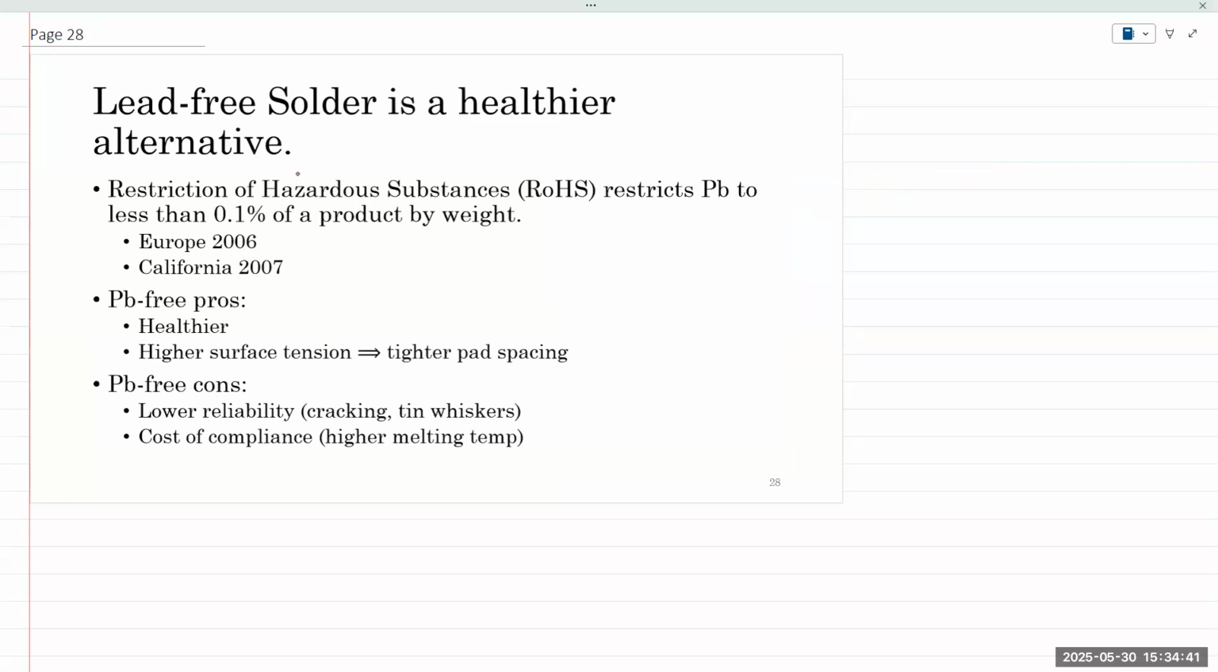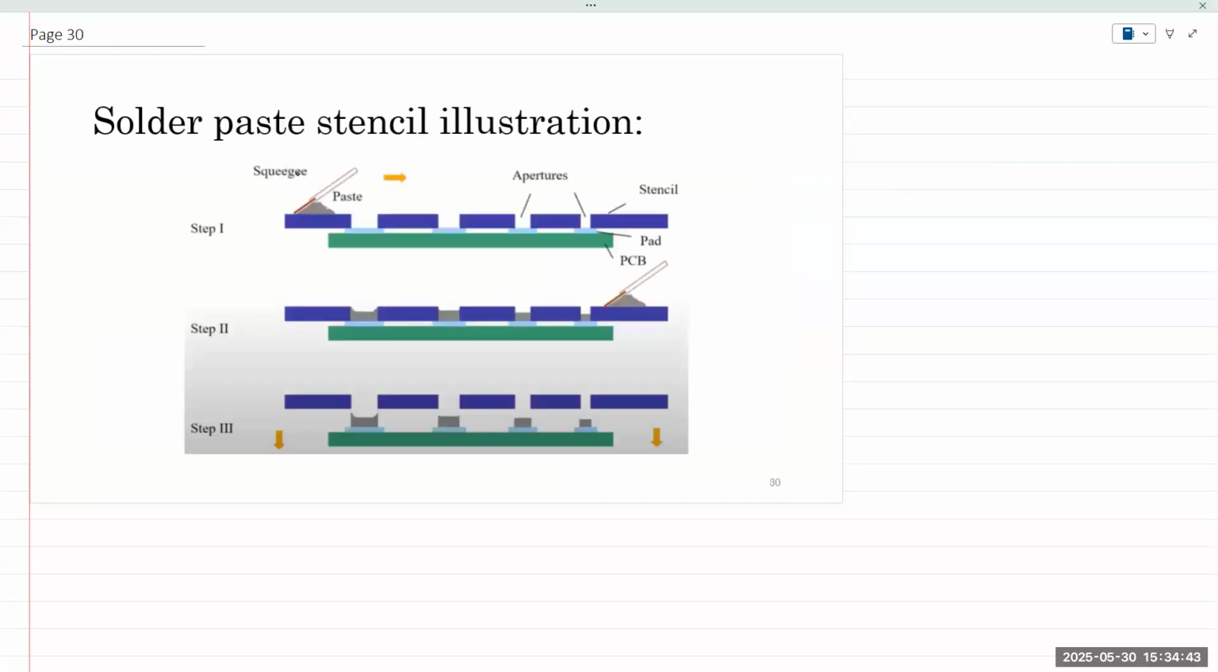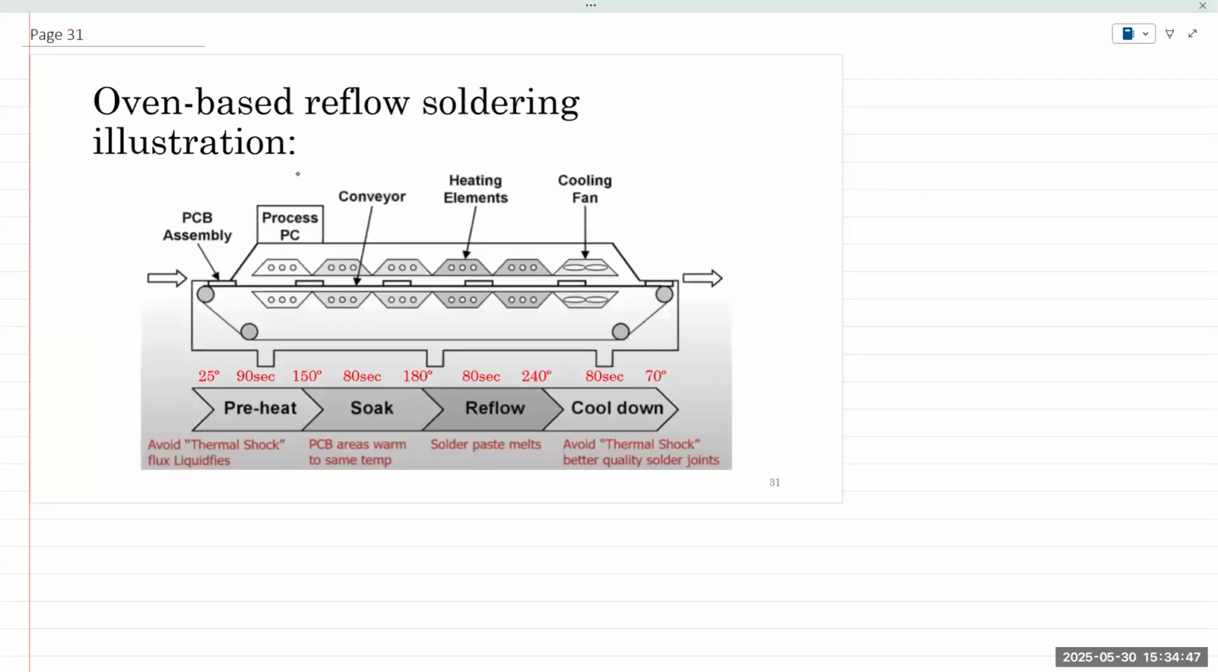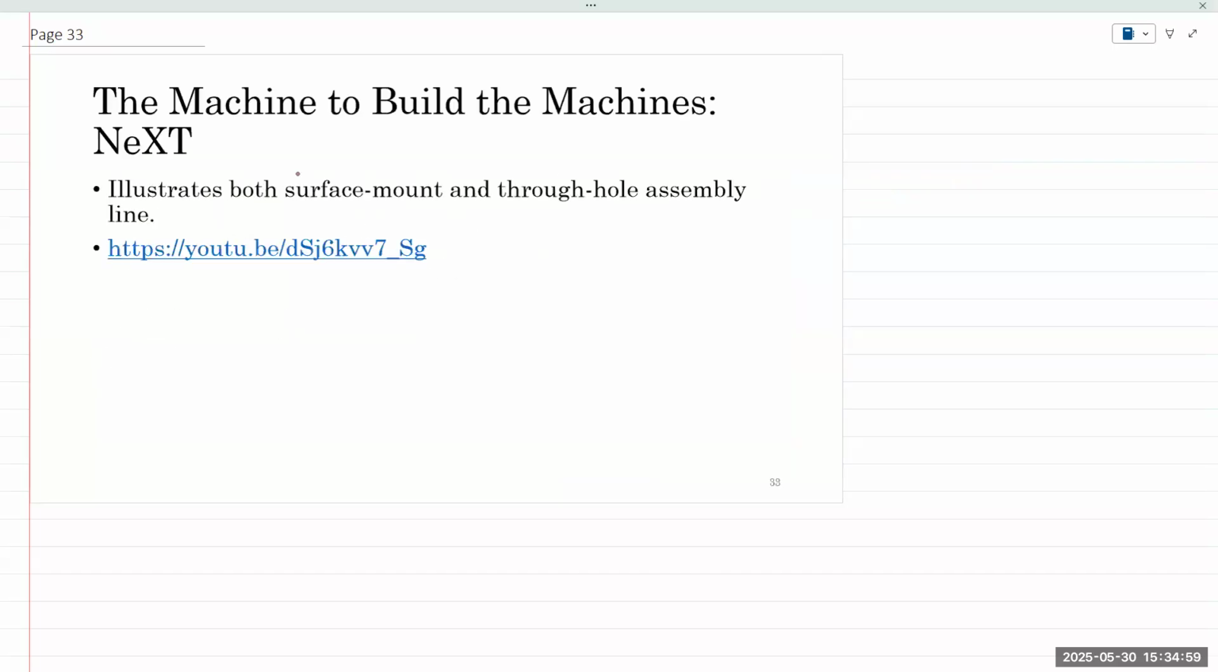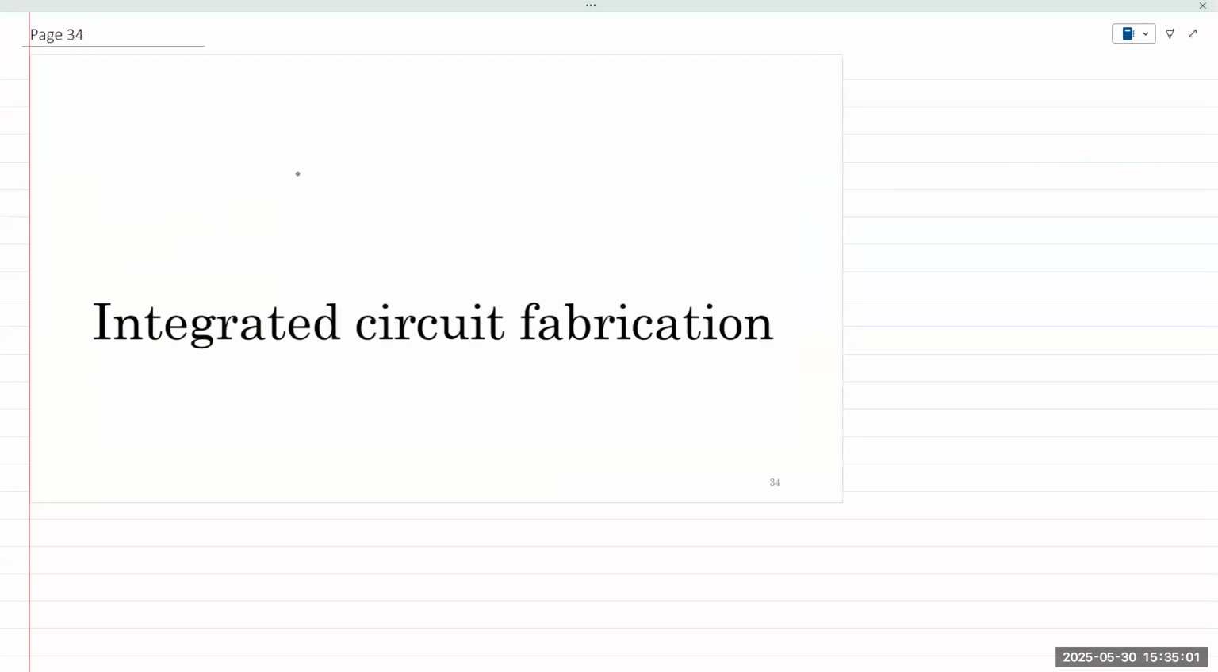Now, obviously, we don't want lead in there. So I'm gonna skip over this. There's a stencil. Reflow oven. We, by the way, do have a reflow oven in the SPL. So if you have never had a chance to use it, definitely do check it out. What I want to talk about is integrated circuit fabrication.